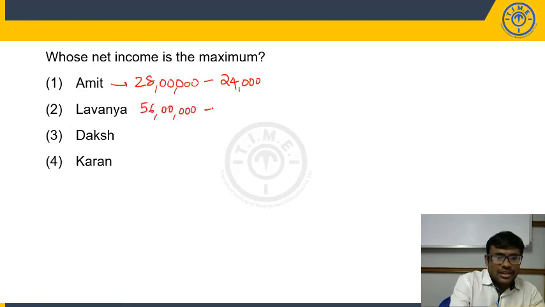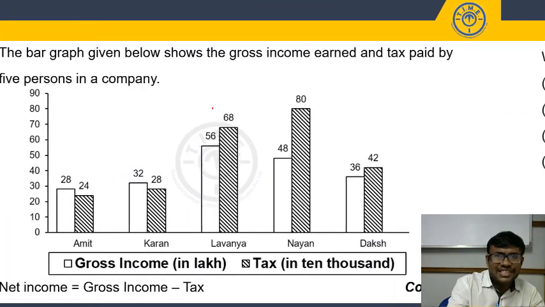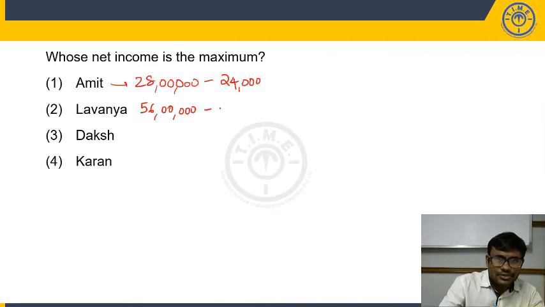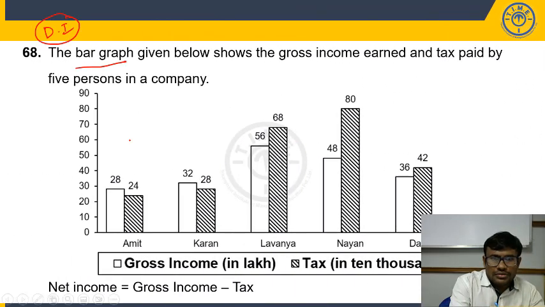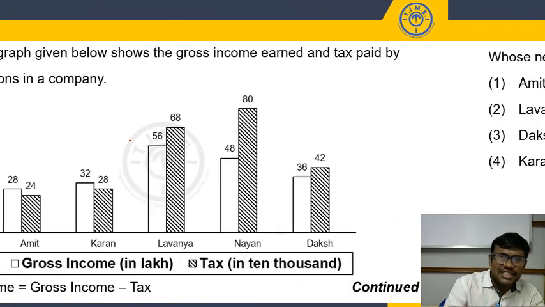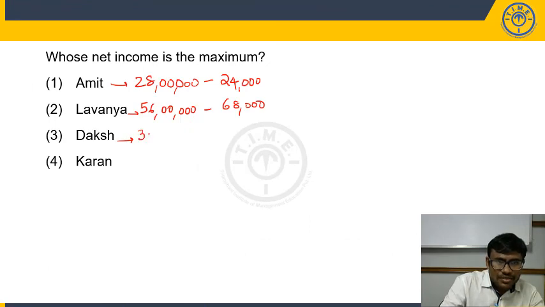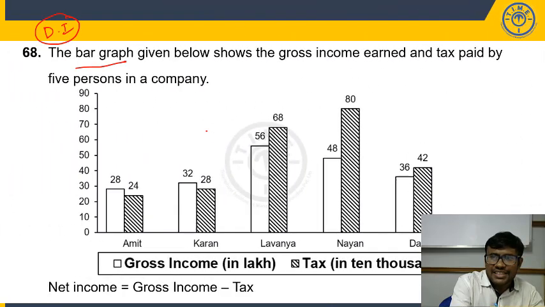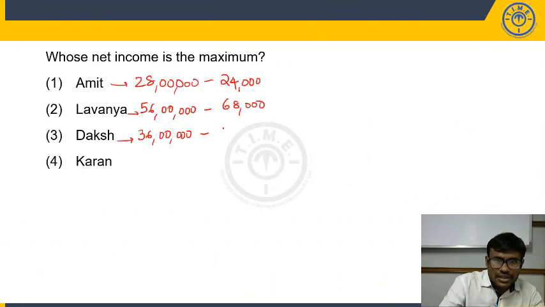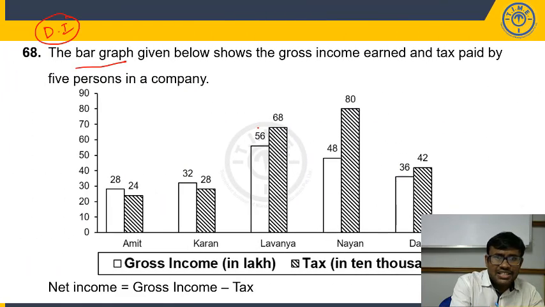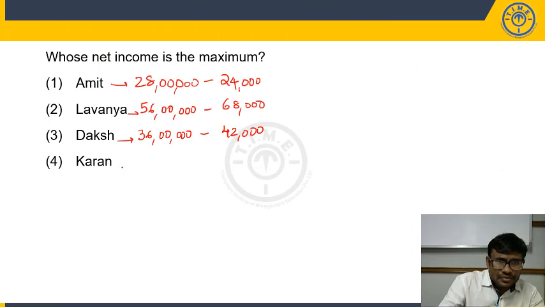And her tax is 68,000. And what about Daksh? Daksh's income is 36 lakhs, and his tax is 42,000. And Karan's income is 32 lakhs, and his tax is 28,000.